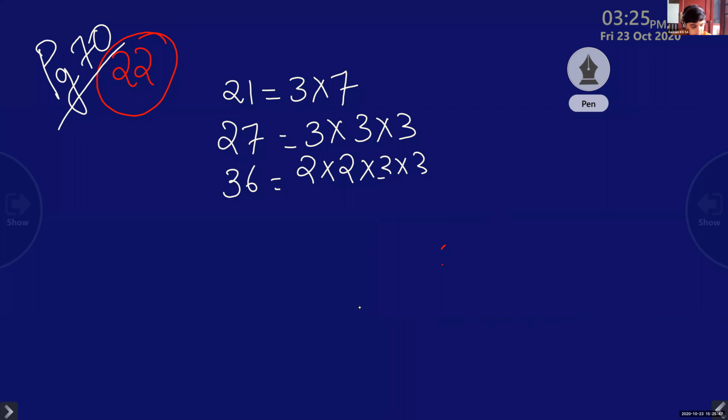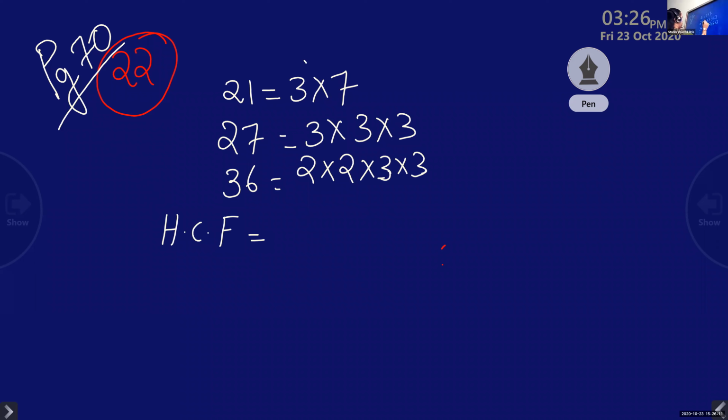Yes, now let me see. Rohit, can you please unmute? Rohit, we have to find HCF and LCM. HCF means highest common factor. Okay, Rohit. Yes, ma'am. 3 is common here, here.